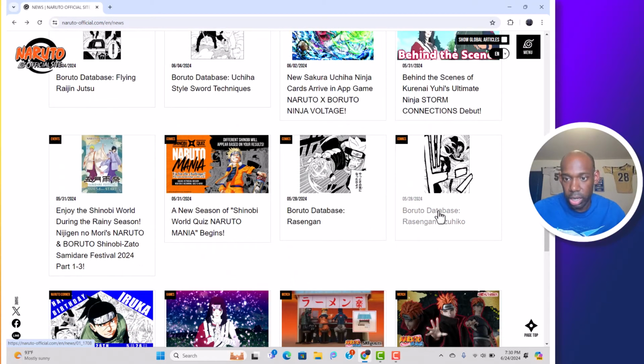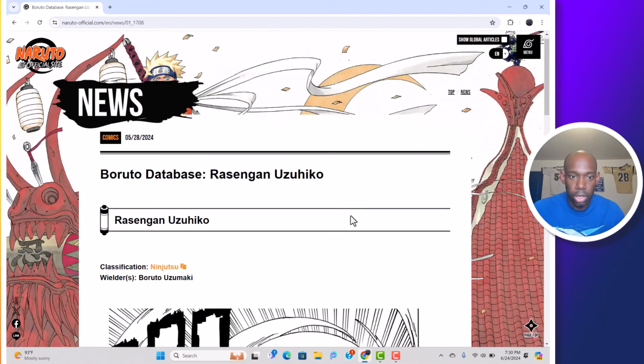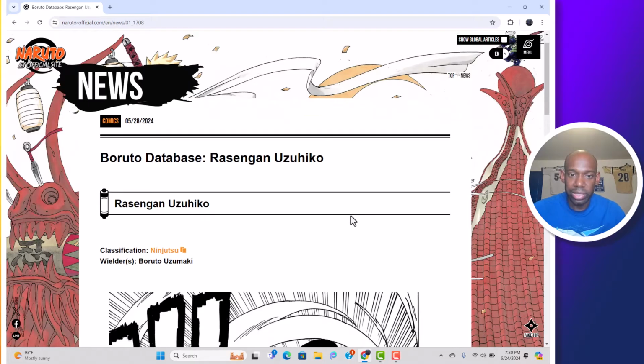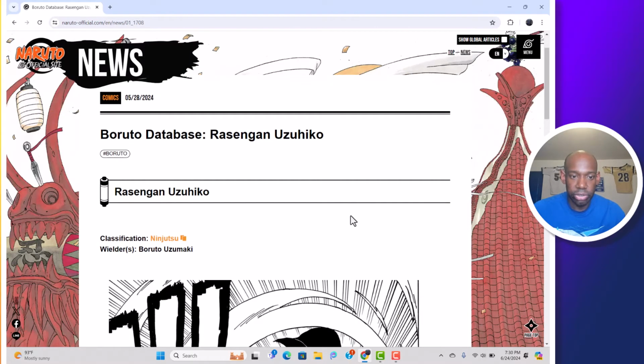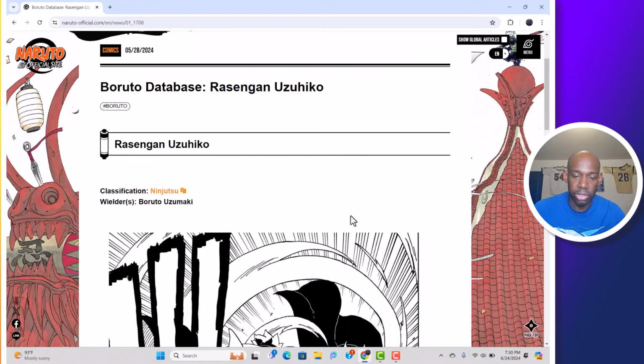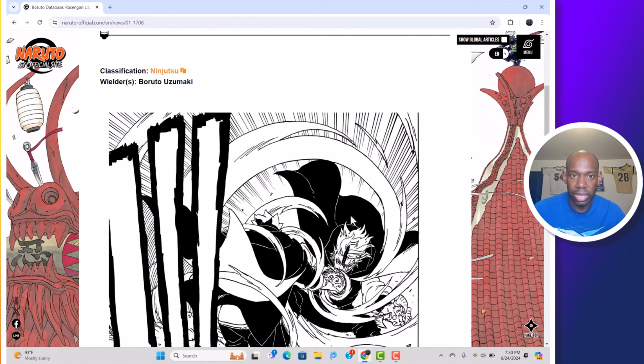Okay, this one. All right, this is going to be the last one we do, and then we're going to end the video. So Boruto Database: Rasengan Uzuhiko. Classification: ninjutsu. Wielder: Boruto Uzumaki. So his own variant of the Rasengan. Boruto has already made his own variations to the Rasengan.